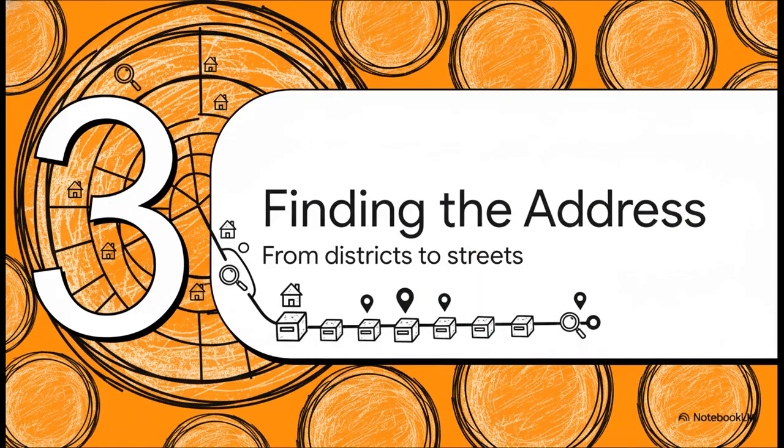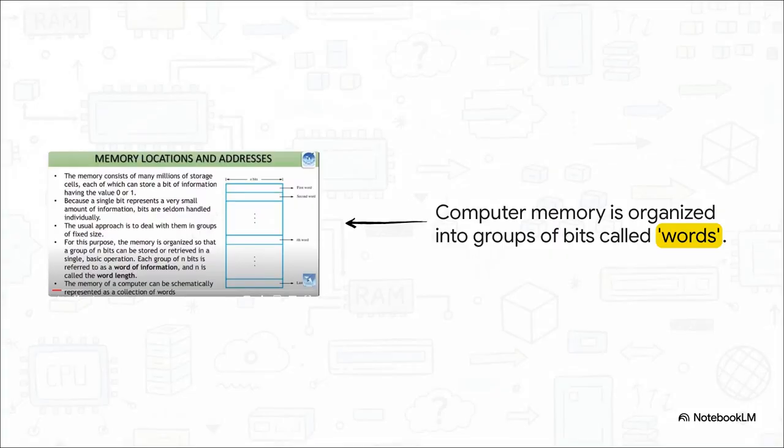Okay, so we've seen the major districts. We have the big picture. Now let's zoom in, way in, from the city plan all the way down to the individual street addresses to see how a computer finds one specific piece of data. Now, to find an address, we first have to understand the basic unit of housing in our memory city, the word. See, dealing with individual bits one at a time would be crazy inefficient, so computers group them into these fixed-size chunks called words. Data gets stored and pulled out one word at a time.